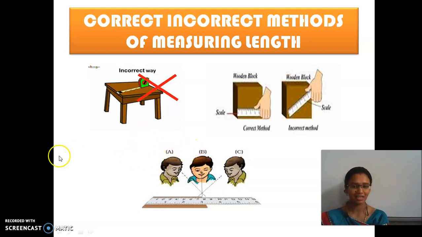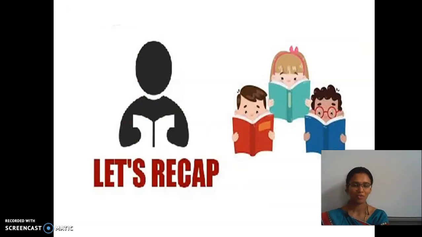if you stand here, you are able to see the reading as 9. If you stand here, you are able to see the reading as something like 7. So we must be standing straight to the reading to note it down. Then only you are able to get the correct reading of the length of the given object. Okay, shall we have a recap up to this now?